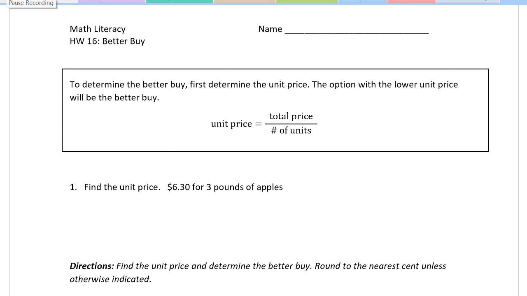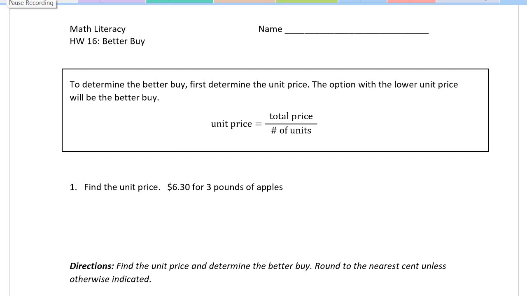In this video, we're going to be looking at determining the better buy. To determine the better buy, you first need to determine the unit price. The option with the lower unit price will be the better buy. To find the unit price, you take the total price and divide it by the number of units.